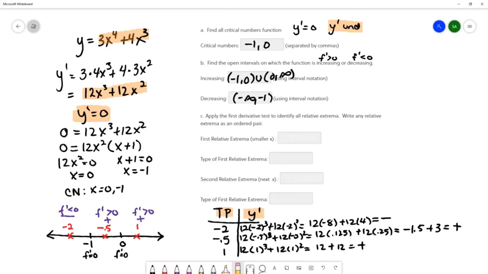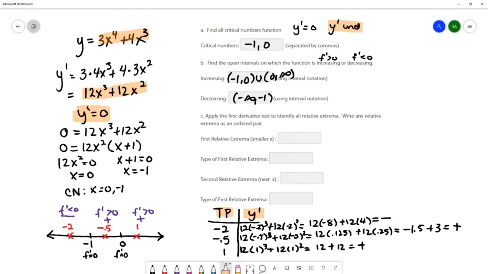So now that we've done the increasing and decreasing, we're going to apply the first derivative test and try to identify all relative extrema. We're going to write those relative extrema as an ordered pair. So we're going to use the number line that we've already built to apply the first derivative test. With the first derivative test, we're looking for changes in signs. We're looking for a change from increasing to decreasing or decreasing to increasing.